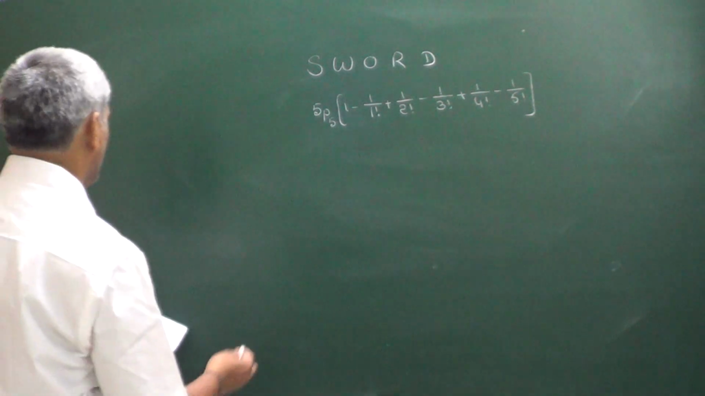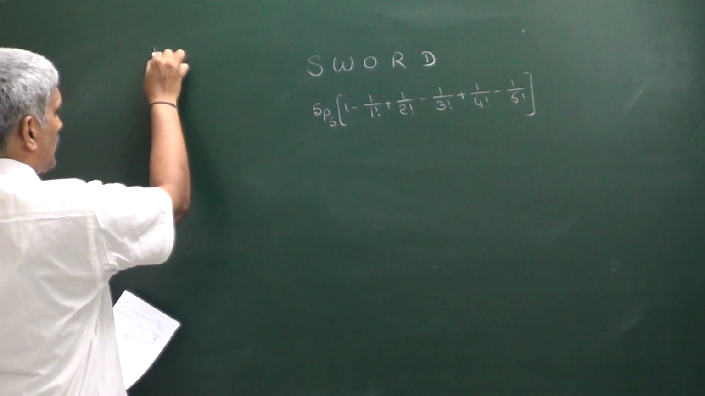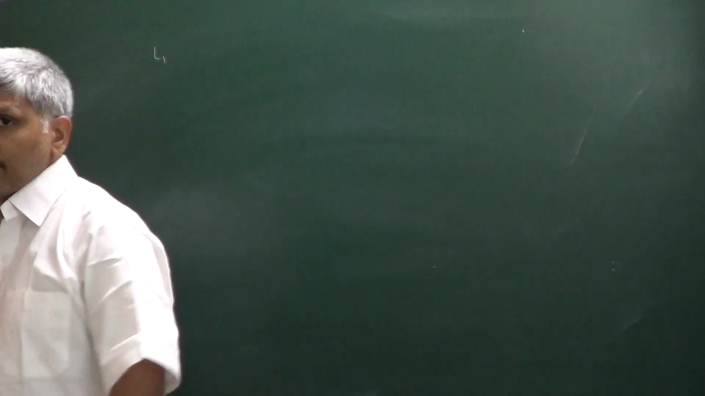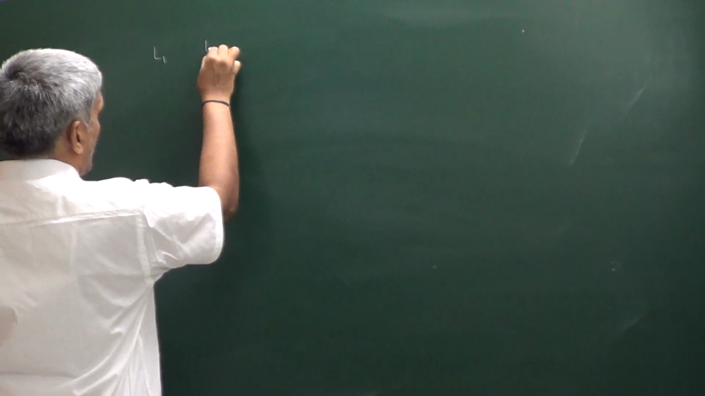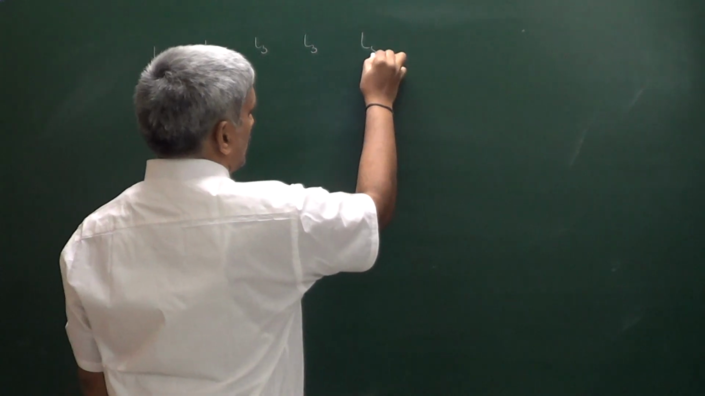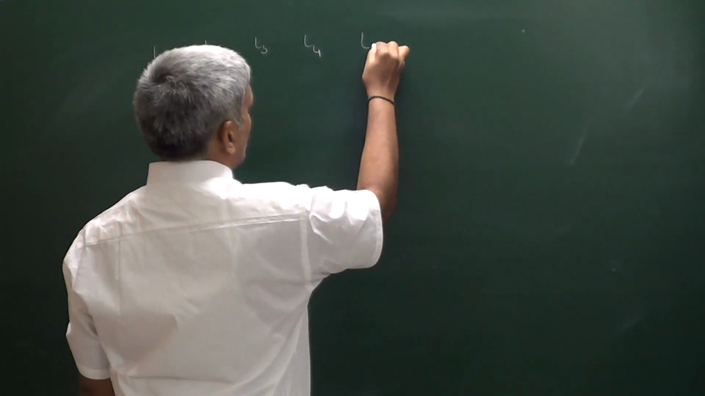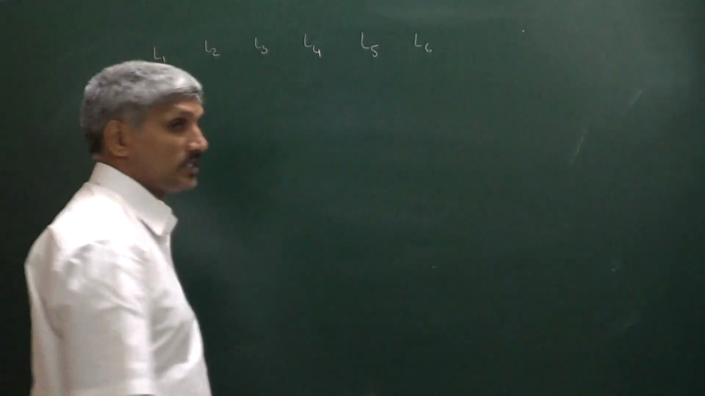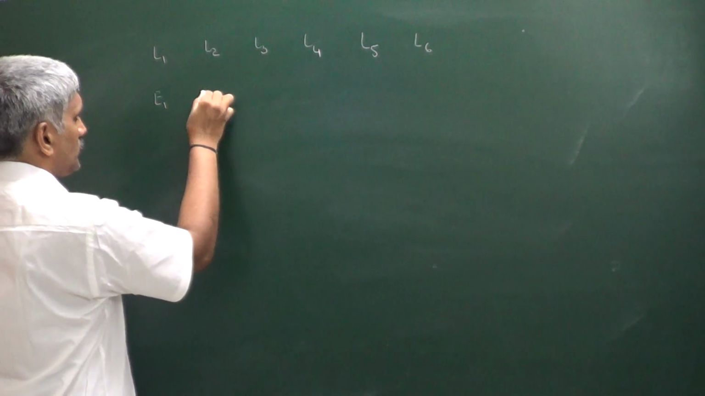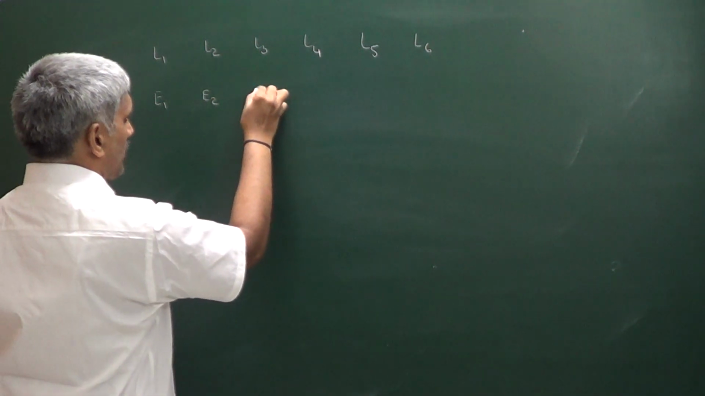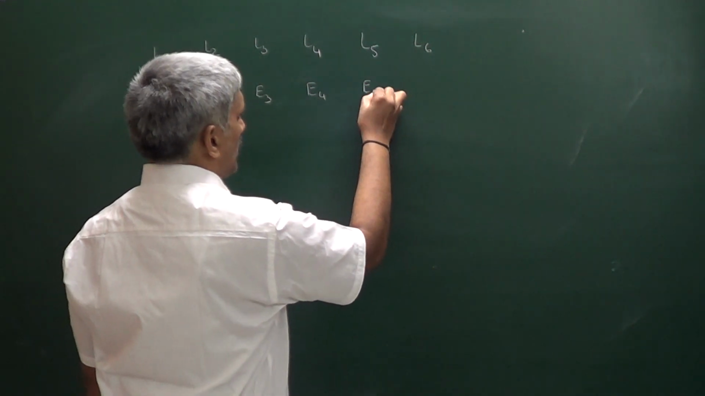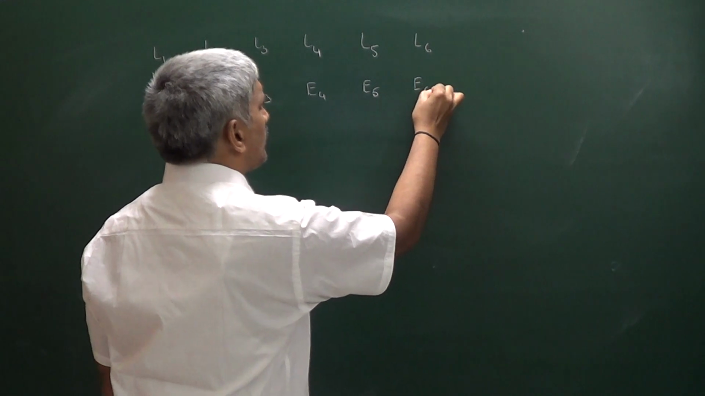So this is another question given here. Total we have 6 letters. This is the previous year's question. Letter 1, letter 2, letter 3, letter 4, letter 5, letter 6. Total 6 letters are there and we have 6 envelopes, E1, E2, E3, E4, E5. Not exactly the same question, almost the same idea.